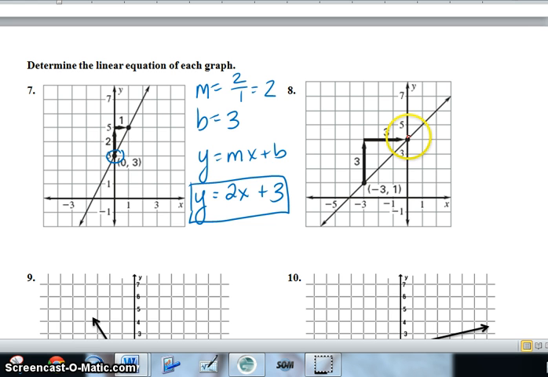For number 8, we notice that our y-intercept is 4, and our slope, we count 1, 2, 3 to the right, 3 up and 3 to the right. So that would be 3 over 3, or 1. So y equals 1x plus 4, or you can leave it as y equals x plus 4.